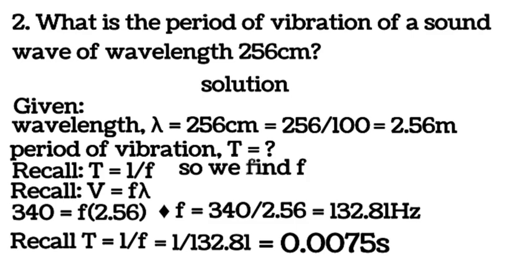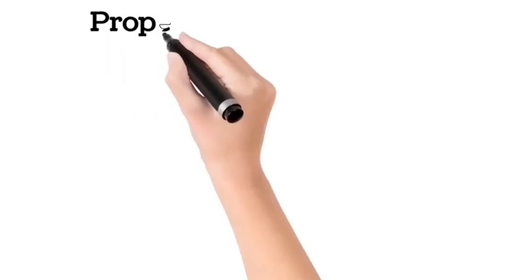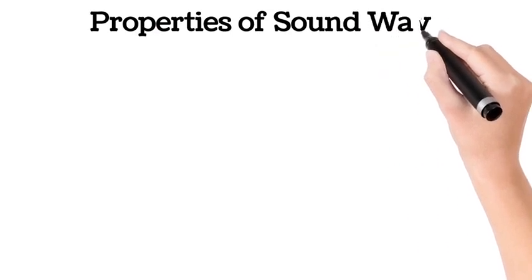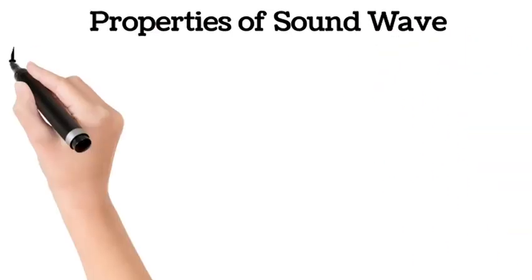Moving ahead, let's look at properties of sound wave. For this video, we'll be looking at only one property. Recall we have properties of wave like reflection, refraction, interference, diffraction. So we will be applying these properties of wave into sound wave. So the property of sound wave we'll be looking at is reflection of sound wave. First of all, what is reflection of sound wave?